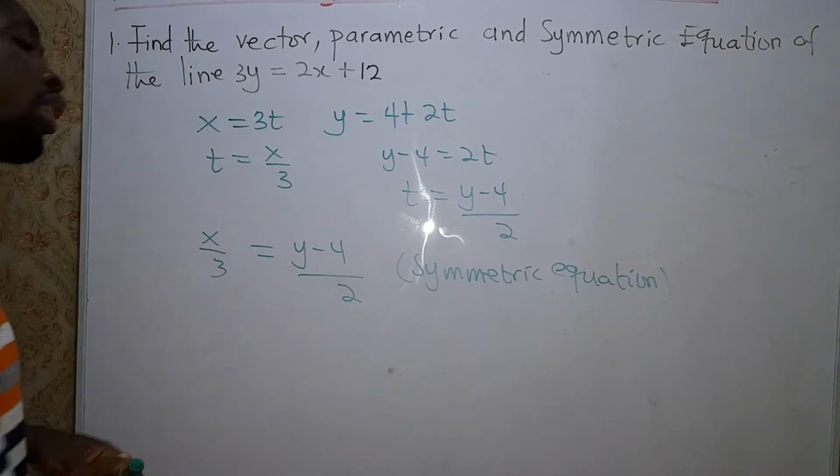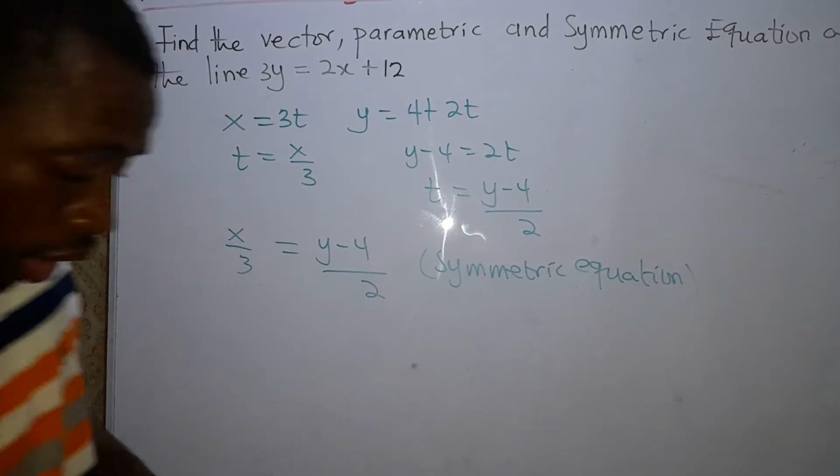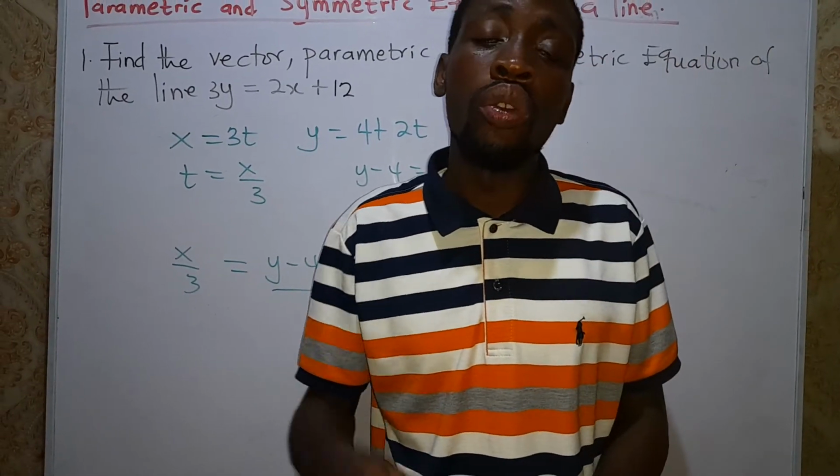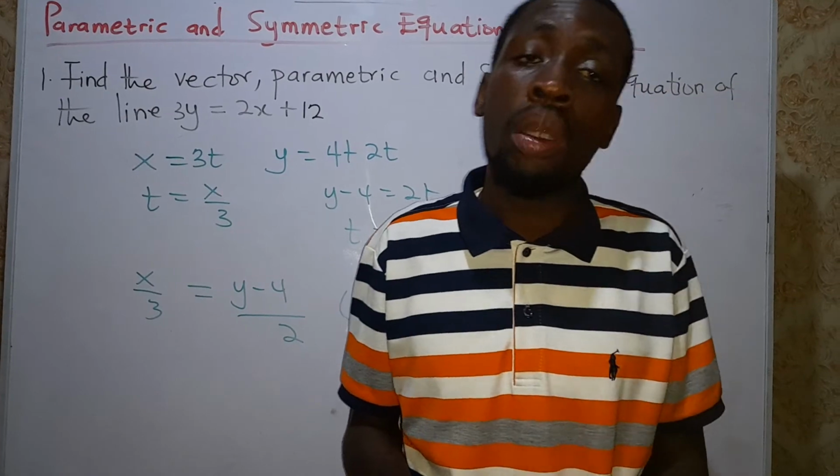I hope you get that. Now we look at a situation where 2 points are given to us for us to find the parametric and the symmetric equation.